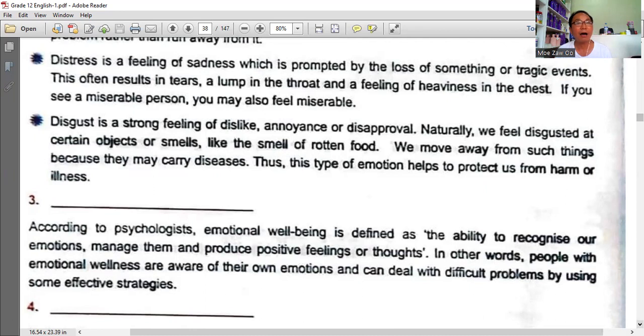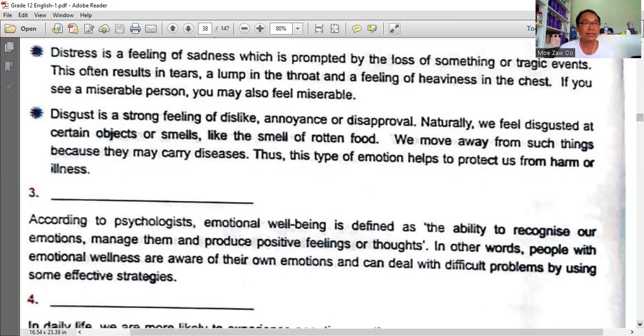Disgust is a strong feeling of dislike, annoyance, or disapproval. Naturally, we feel disgust at certain objects or smells, like the smell of rotten food. We move away from such things because they may carry diseases. Thus, this type of emotion helps to protect us from harm or illness.